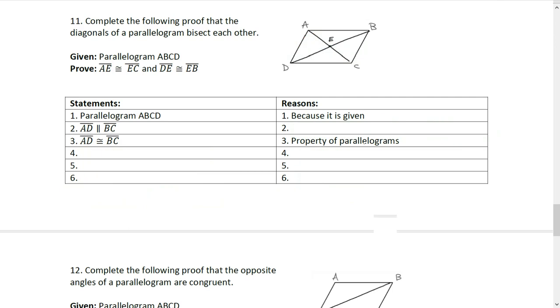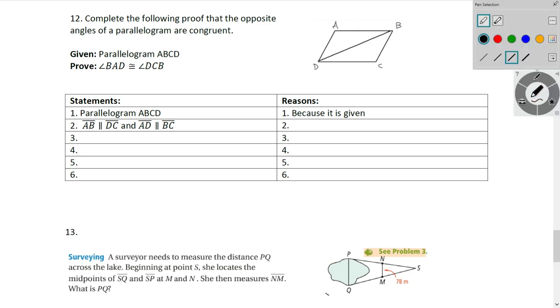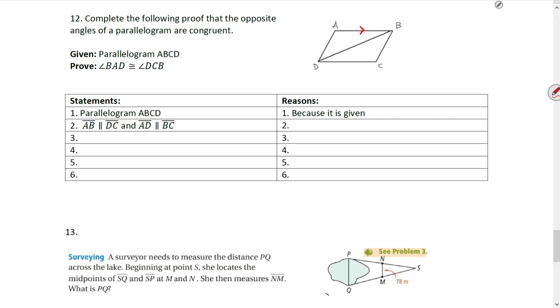Okay, let's also prove that the opposite angles of a parallelogram are congruent. And again, I start with a parallelogram ABCD, because it's given. I'm given that AB is parallel to DC and AD is parallel to BC. We draw in, it's always good to draw on the diagram. Hopefully you've heard that enough from me. Draw on the diagram, draw on the diagram. And this is the definition of parallelogram.